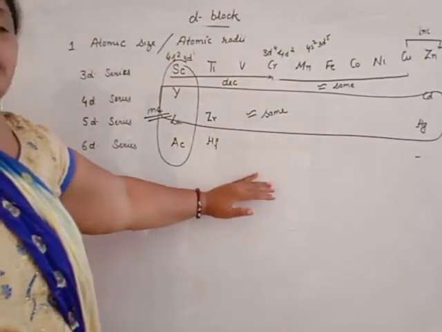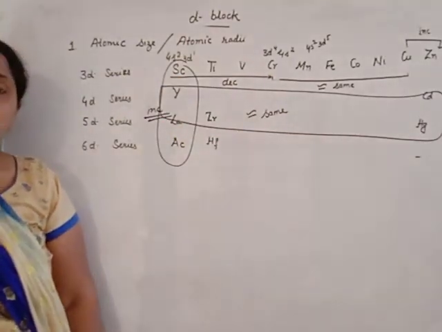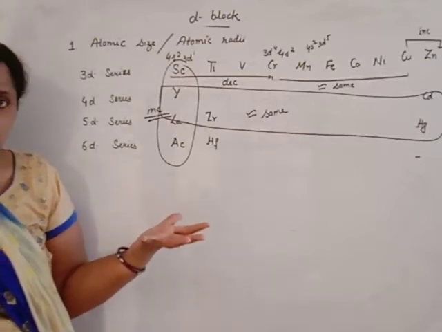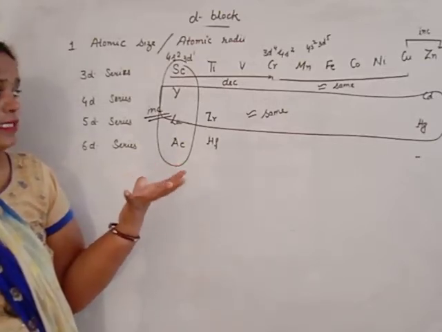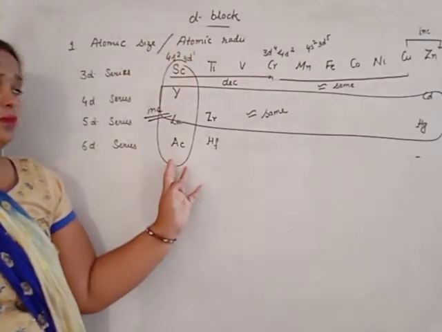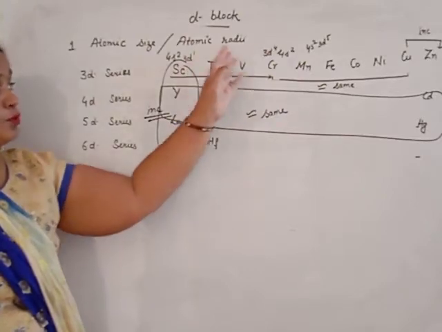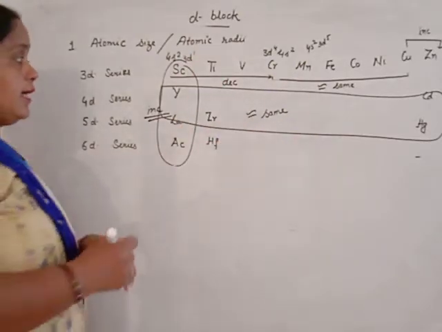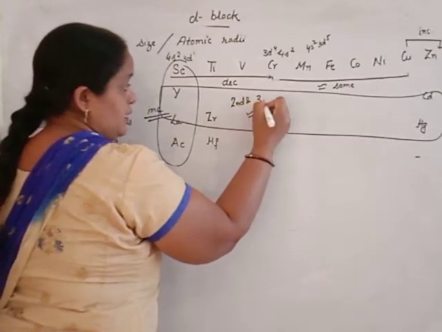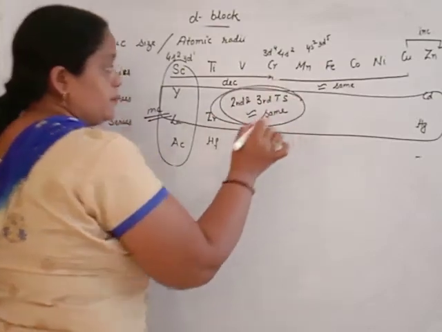All persons will say down the group size increases because the number of outermost shells increases. As the number of shells increases, screening effect increases. Screening effect increase means size increases. It is okay, but it is okay only up to group 3. From group 4 to 12, the atomic size of the second and third transition series is approximately the same.